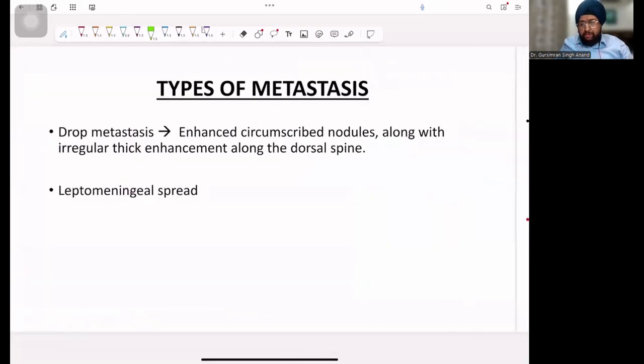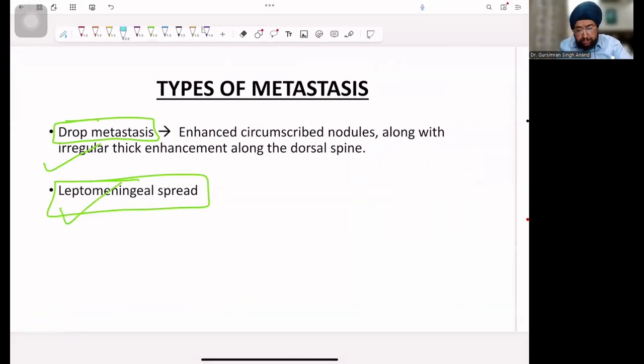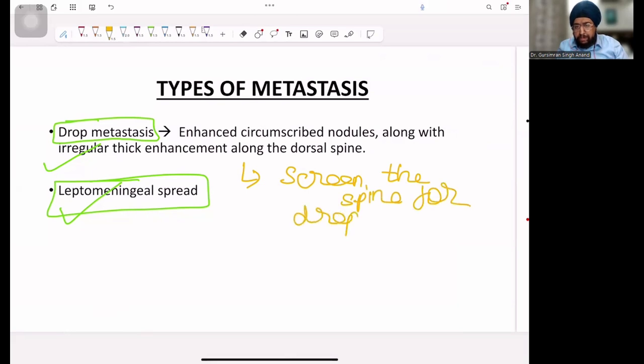Two types of mets are very commonly seen with medulloblastoma. Number one is drop mets, and the other is leptomeningeal spread. Since drop mets are very common with medulloblastoma, if you get a case of medulloblastoma, you should always, and always, screen the spine for drop mets. You will see them as enhancing circumscribed nodules with irregular thick enhancement along the dorsal spine.